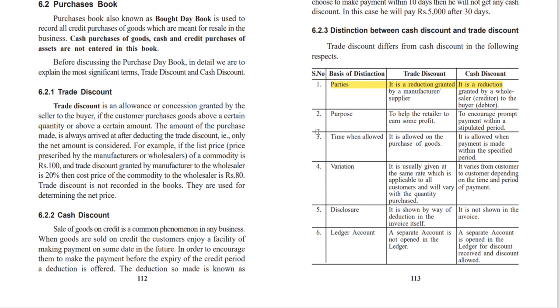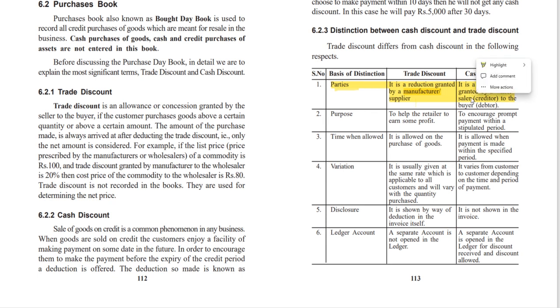Okay, when we are looking at the differences between cash discount and trade discount, you can see who the parties involved are. In trade discount, the parties involved are the manufacturer and the supplier, the person who is giving the material. That person, the seller, the manufacturer or supplier of those goods, may give some sort of discount when we are buying those goods. That is what we call a trade discount.